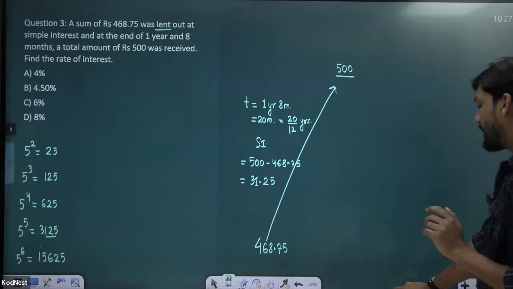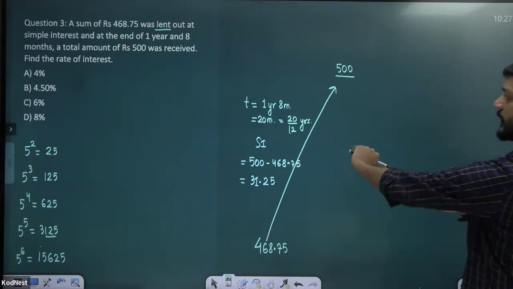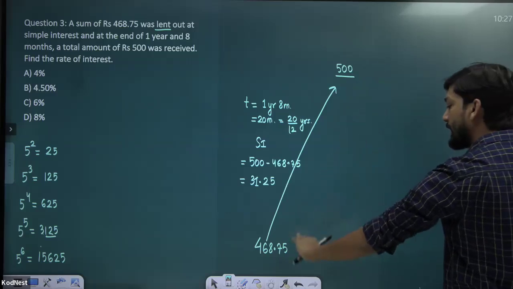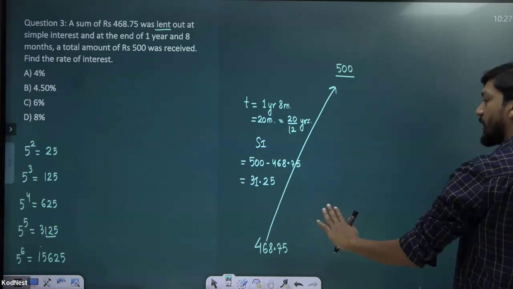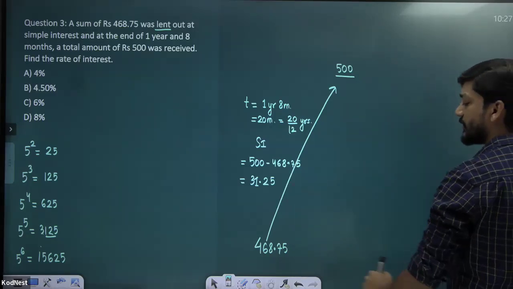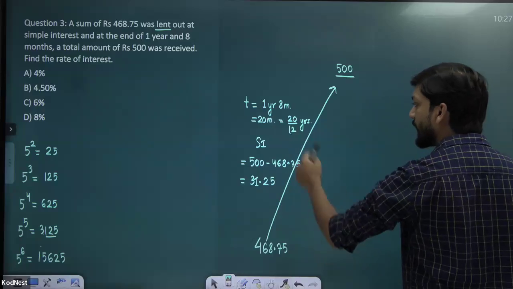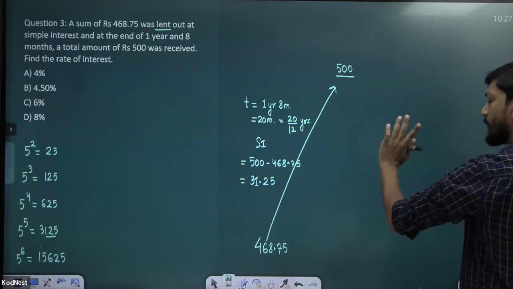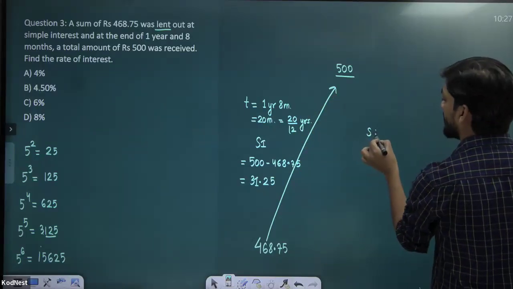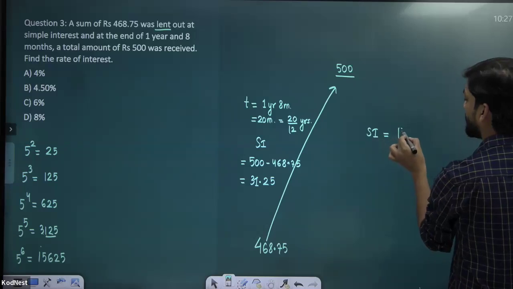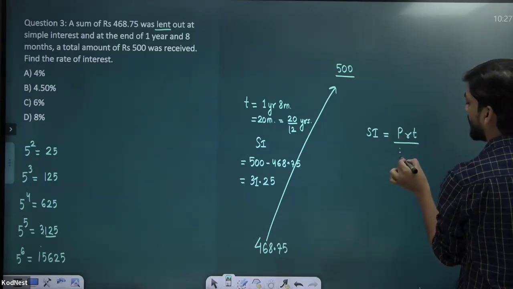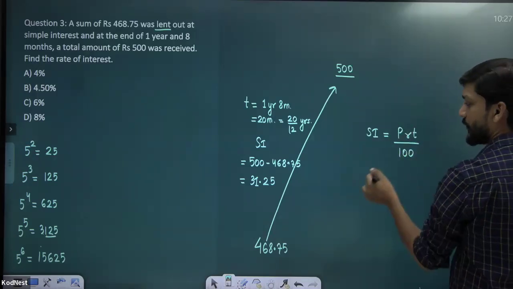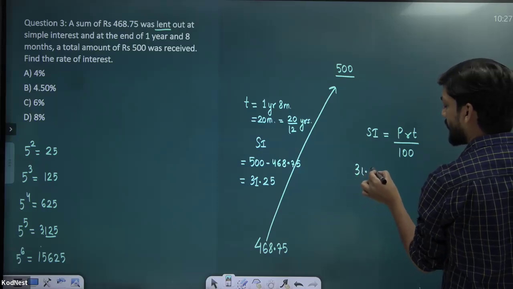Now, let me apply the formula once. The values are not easy, although I can apply proportionality also, but the values are not easy. Difficult values. That's why I apply the formula. Simple interest equal to PRT by 100. Simple interest 31.25.